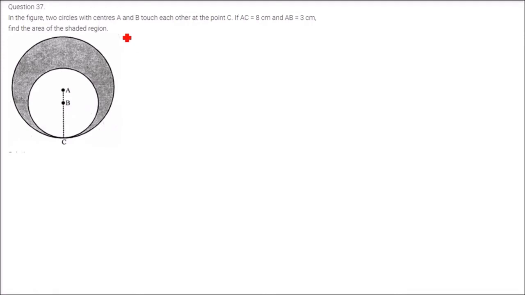In this figure, two circles with centers A and B touch each other at a point. So we have a point C. AC, this total one, is 8 and this AB is 3. So from here to here it is 8, and from this point to this point it is 3. So AC is 8, AB is 3. What will be BC? BC will be 8 minus 3, it will be 5.